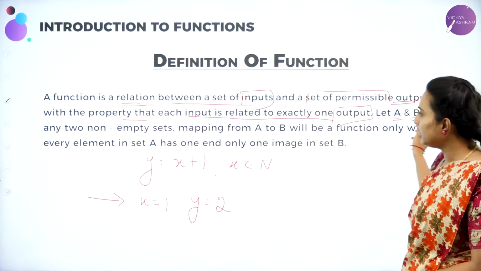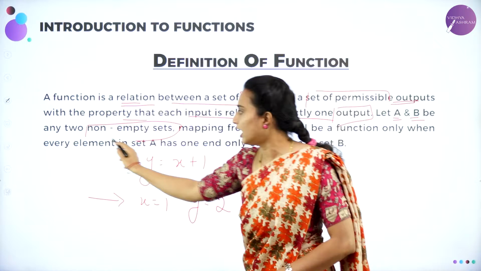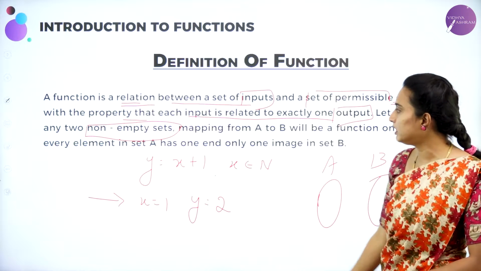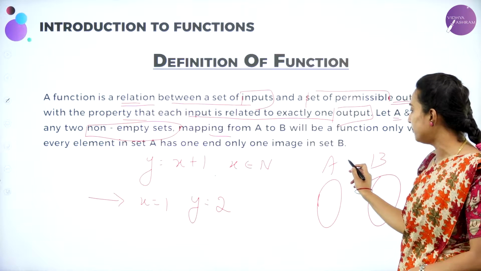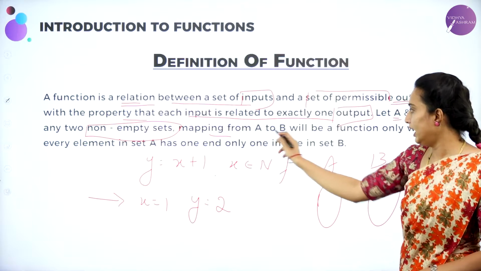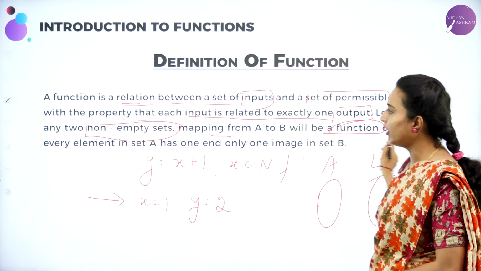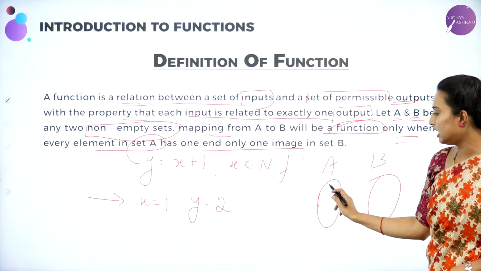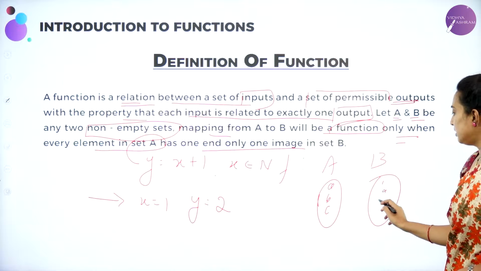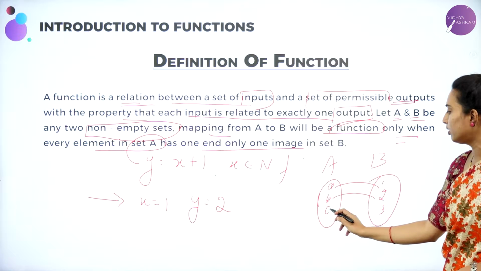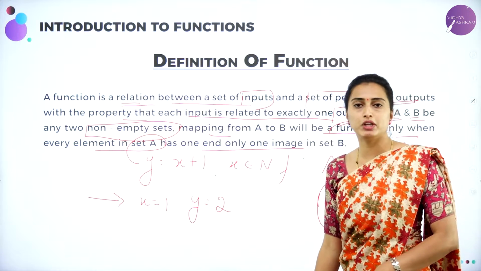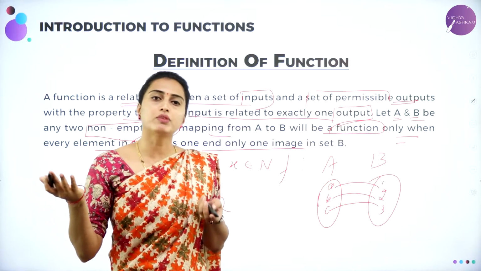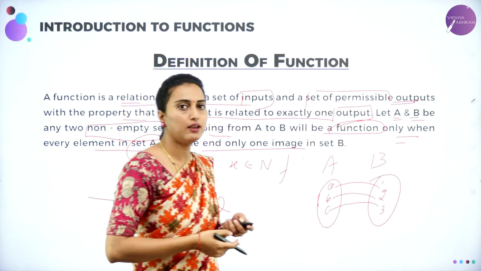Let A and B be two non-empty sets. These are the two non-empty sets, mapping from A to B. F is a mapping from A to B and will be a function only when every element of set A has one and only one image in set B. This is set A with elements a, b, c and set B with elements 1, 2, 3. You are going to have only one image. Such a relation is going to be known as the function. Whatever you give as input, you get something as output. Okay, that is going to be known as the function.